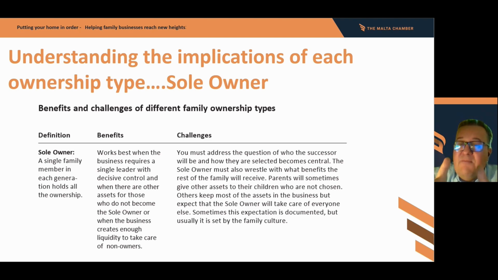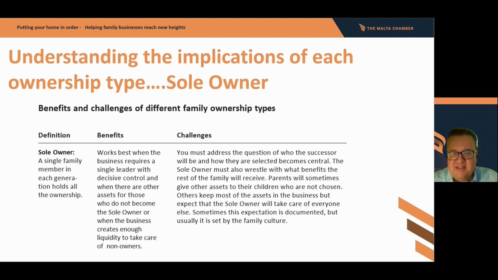Because if we remain with this model, the successor, the person who's going to be the anointed one, the chosen one, becomes central. Because you're not managing a monarchy here. At the end of the day, you're managing a business. And so the sole owner, who was given the baton, the chosen one, the anointed one, will still most probably need to have, in an informal way, some benefits given to the rest of the family.